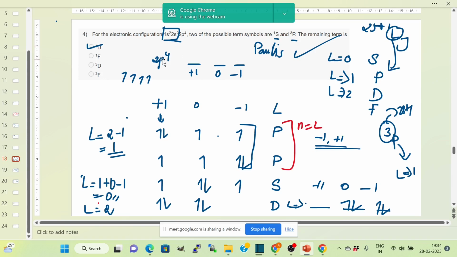So whenever you get this kind of question, you have to write down and see what kind of configurations are possible, and then you will be able to answer. But this is a bit lengthy question. I don't think you will get it in the exam. Most of the time it will be S1 or P2 kind of questions. Okay, is it clear?